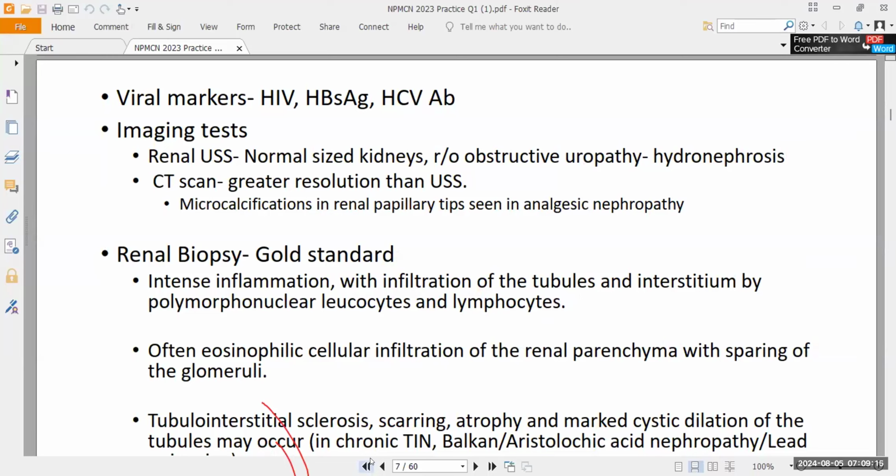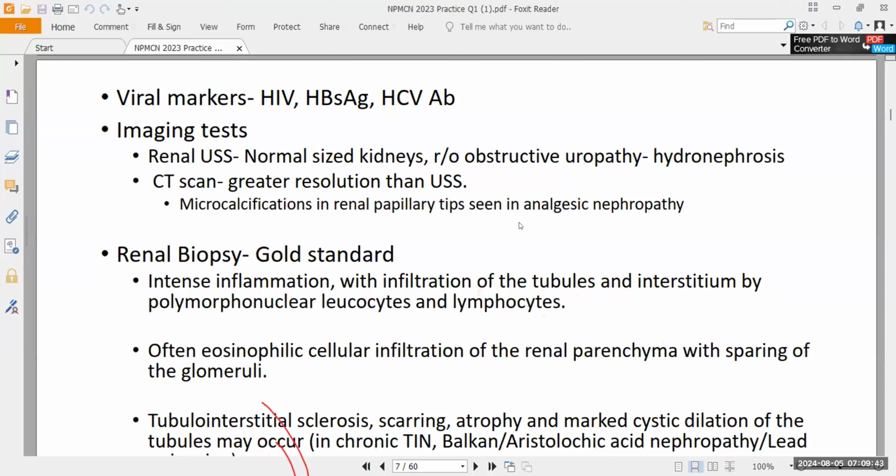Then other investigations, imaging tests like renal ultrasound scan, which they've already given us in the question. She has a normal sized kidney. The renal scan will also help in ruling out other causes of normal sized kidney, such as obstructive uropathy. So I could also go ahead to do CT scan, just to rule out other causes of obstructive uropathy.